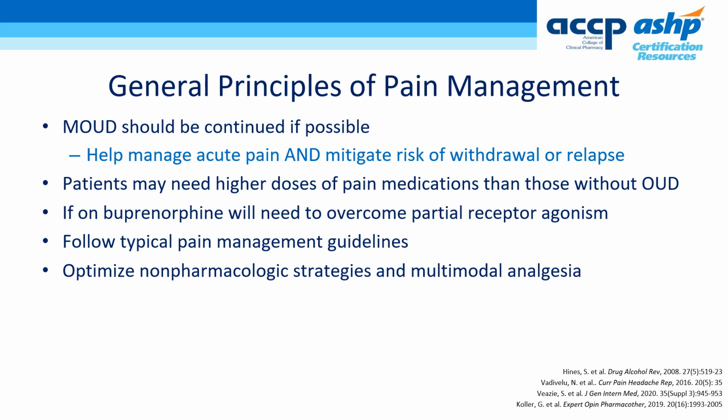As stated, patients may need higher doses of pain medications than patients without opioid use disorder. If the patient is on buprenorphine, you will need to overcome the partial receptor agonism, which is possible with higher and more frequent dosing of full mu agonists. Typical pain management guidelines based on etiology of pain should be followed with an emphasis on non-pharmacologic strategies and multimodal analgesia.